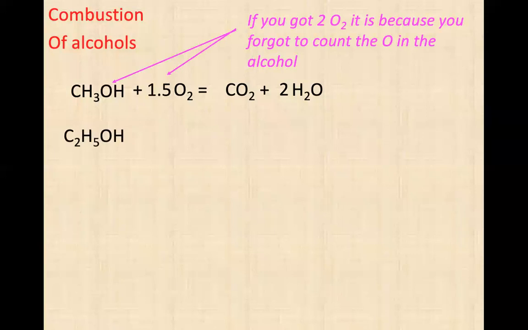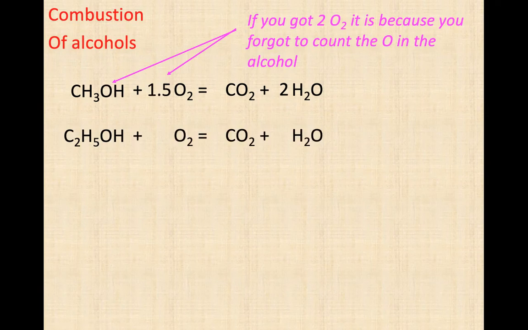Here is ethanol. Again, we write down plus O2 equals CO2 plus H2O. We have 2 carbons here. We have 1 carbon here. So we put a 2 in front of that. That gives us 2 and 2. We have 6 hydrogens here. We have 2 here, so we need 3 of these to balance the number of hydrogens. And now we have got 2 2s are 4, 3 1s are 3, 4 and 3 make 7, but I've got 1 here, so I only need 6 more oxygens, so I put a 3 there.